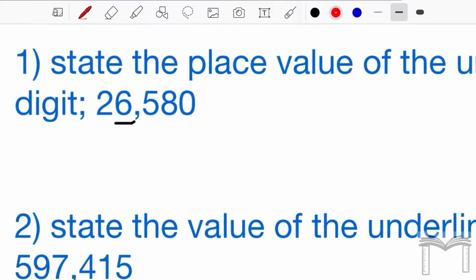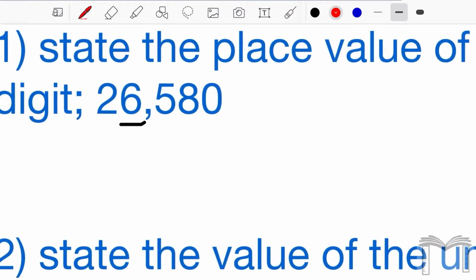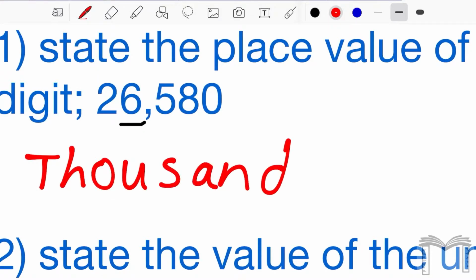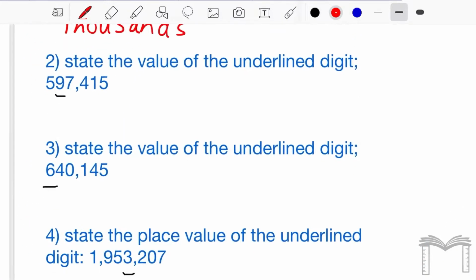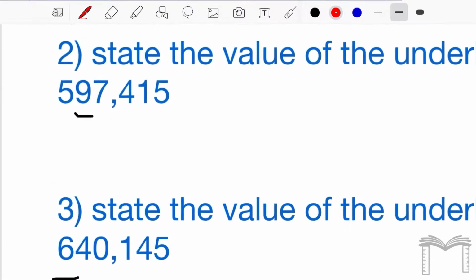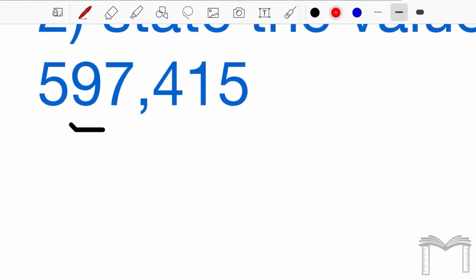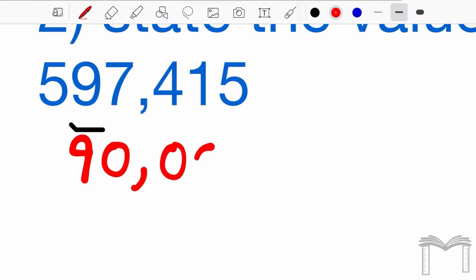So the 6 is underlined. So this 6 is in the thousands column. So its place value is thousands. Number 2. State the value of the underlined digit. So the 9 is in the tens of thousands position. So we multiply 9 by 10,000 and we will get 90,000.